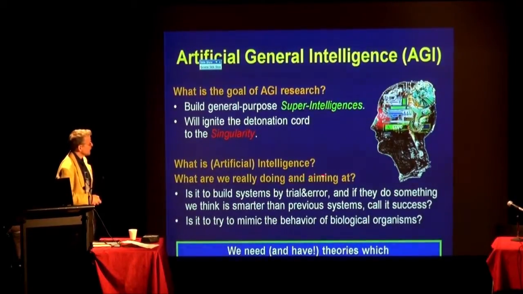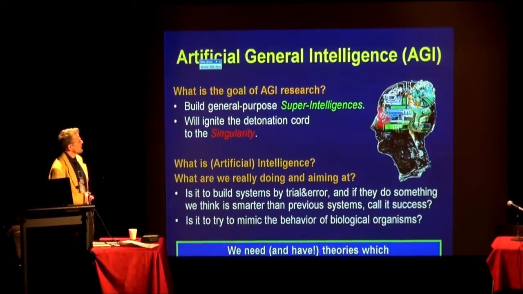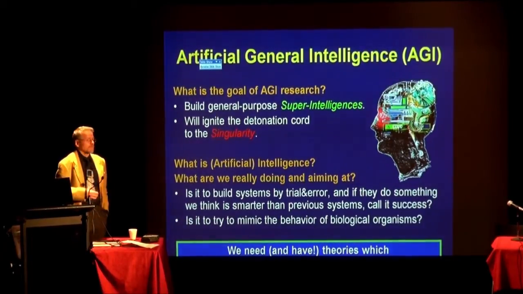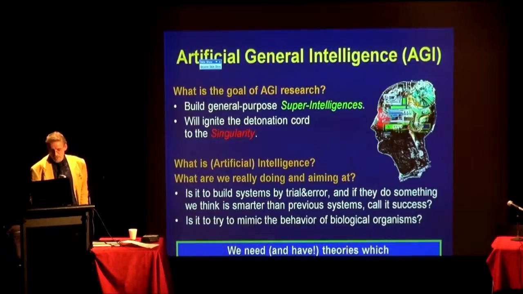But what we are really aiming at or doing, that's a big question. You can define intelligence maybe, but what we really want to do, is it that we want to build intelligent systems by trial and error and hope for the best, if at some point it works? Or is it to try to mimic biological systems, like humans? We have one intelligent system around here, so maybe just copy human nature. And I believe that it's very important to have formal theories of intelligence and artificial intelligence in order to make progress in this field. And I will talk about that.